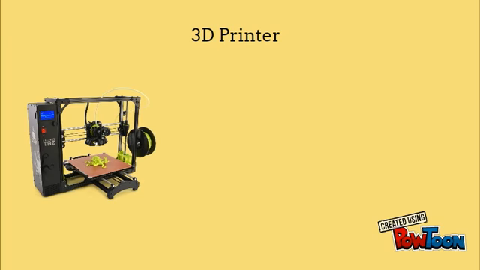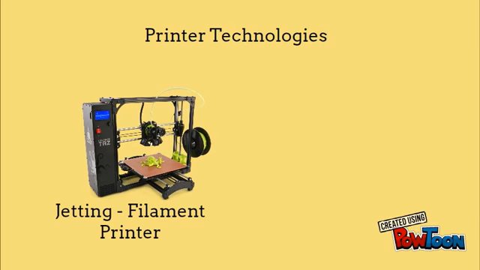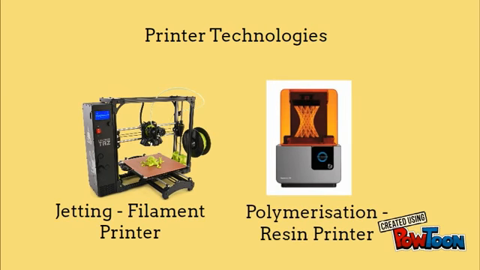So the second part of 3D model creation is using a 3D printer to produce the 3D object. There are a wide variety of 3D printers using a number of technologies and materials. The two technologies most commonly employed in educational 3D printing are jetting and polymerization printers.